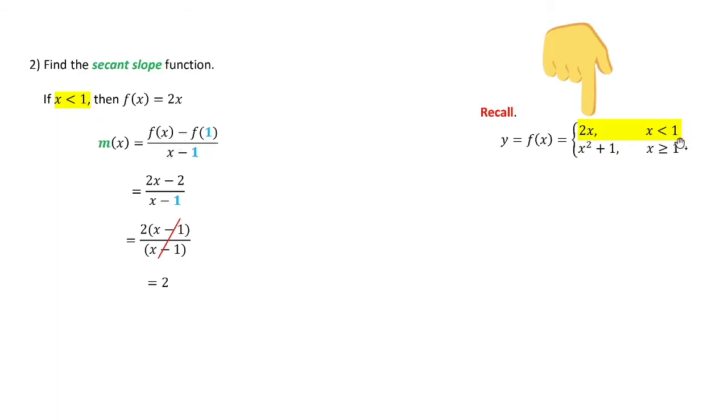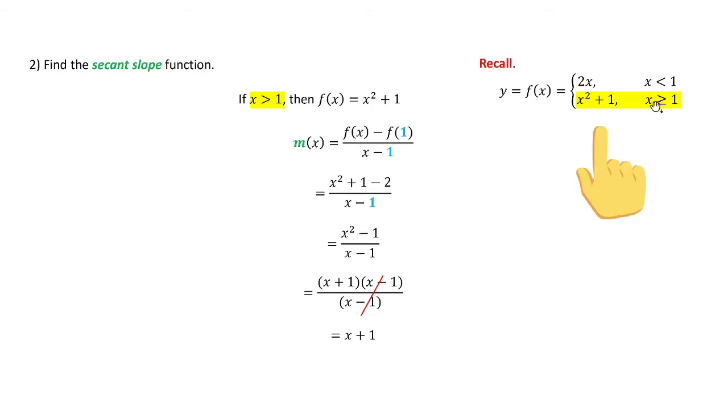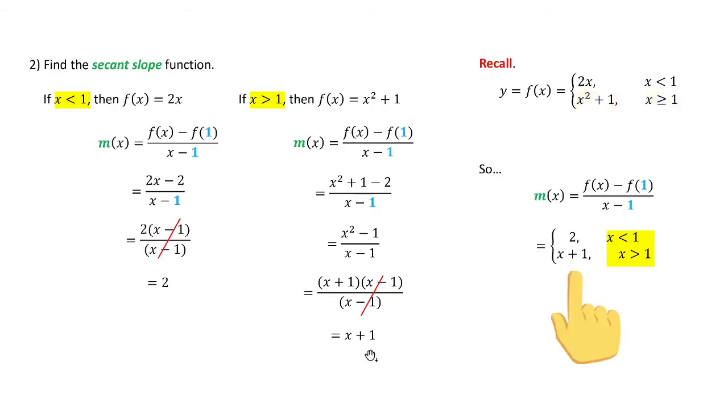When x is less than 1, the definition is f of x equals 2x. So I plug that in. This is only valid when x is less than 1. Clearly it's not going to be valid at 1, but the rule is x less than 1. If x is greater than 1, and not greater than or equal, because it's not defined at 1, I plug in this rule and do the algebra and I get this. So the secant slope function is piecewise. But that's not a surprise. If the function is piecewise, the slope of the secant lines is going to change depending on which side we're on and which rule we're using.